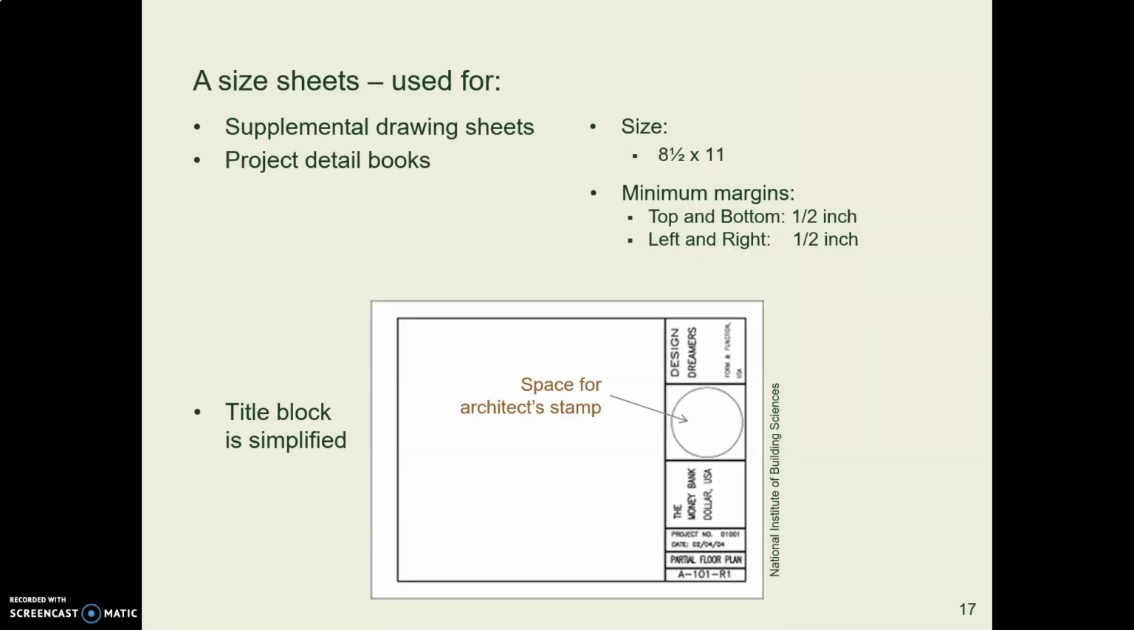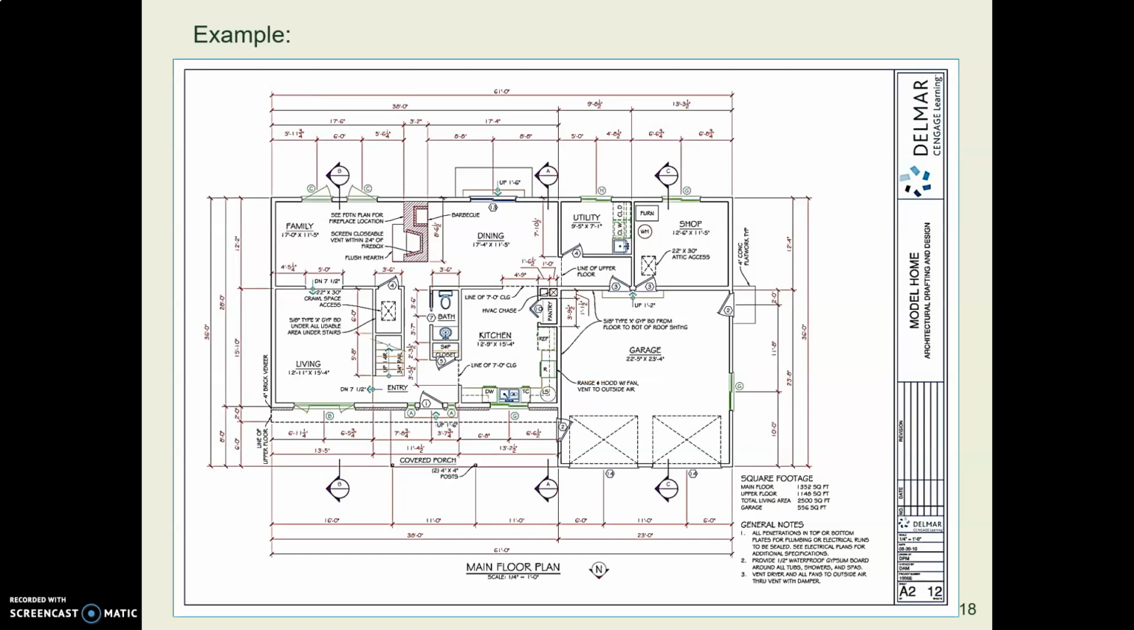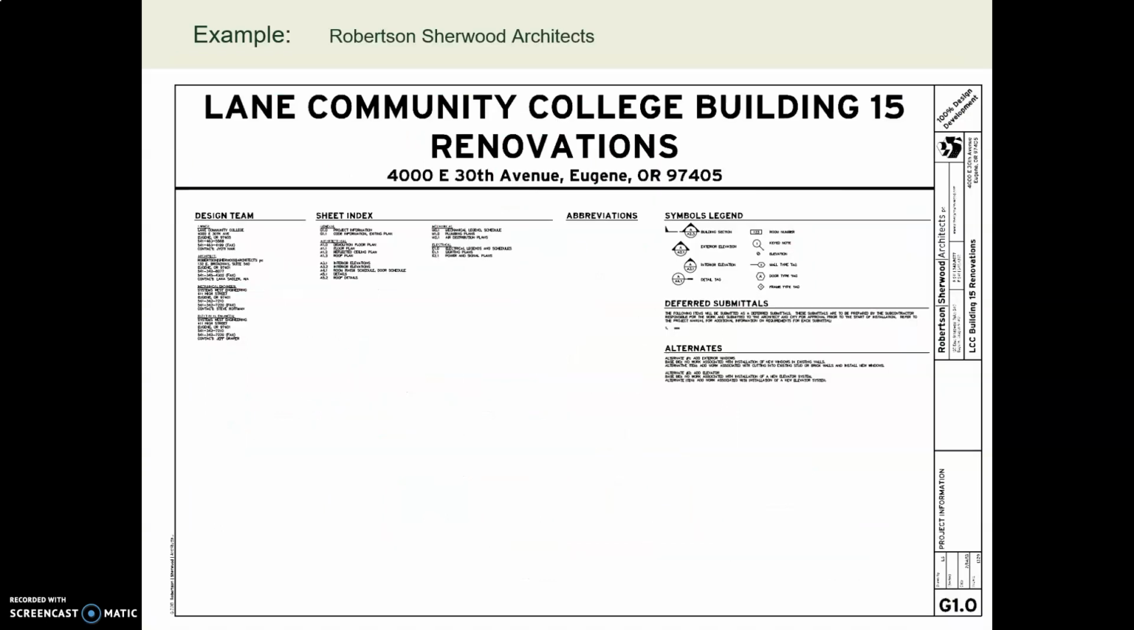There is a standard for A-size sheets, but we hardly ever use them. They're so small, so I'll go past this one. Now just a few examples so you can see the great variety in title blocks. This is a title block from the drafter who wrote our textbook. He tends to do residential work. Here's a title block from Robertson Sherwood Architects. They're a well-known local architect firm. They did the Eugene Public Library, the LCC Downtown Center, a number of projects on the LCC main campus. So here is their title block.